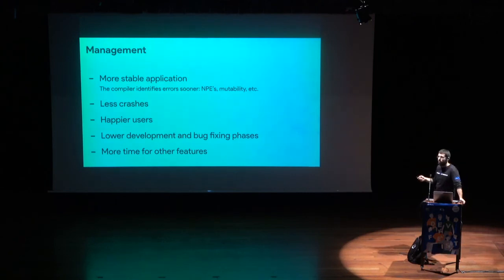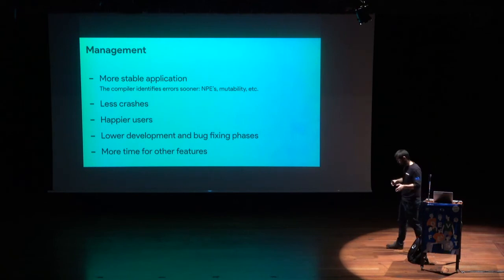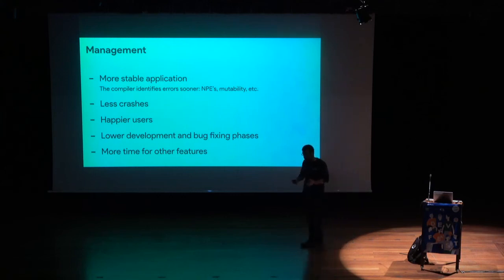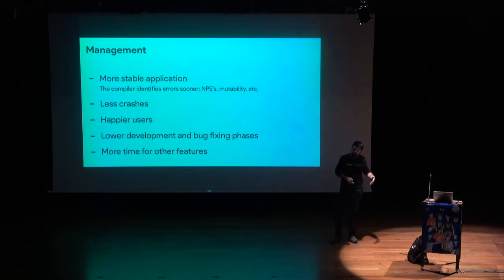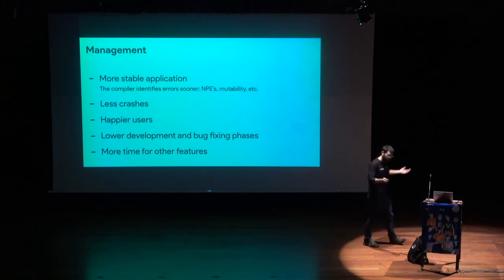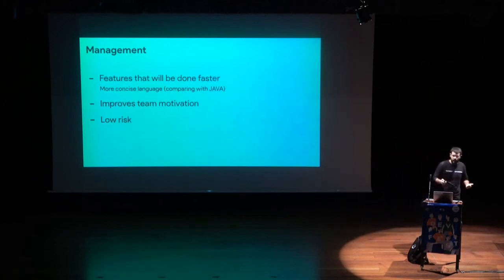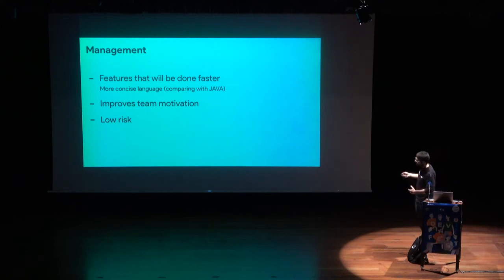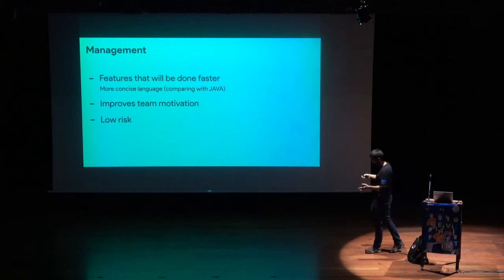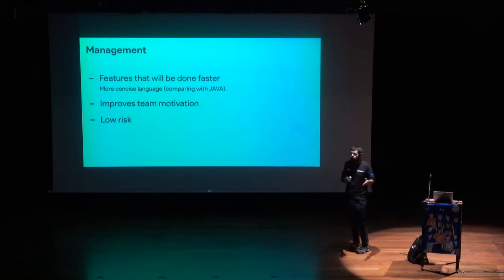You have to talk with them, saying, okay, if you make the change to Kotlin, we'll have a more stable application. You will have fewer crashes. In the end, this can also be translated to your users being happier, your client being happier, and the development and bug fixing phases will be really, really smaller. So you'll have more time for features. Features that, in turn, will be done faster, and this will improve team motivation. And in the end, since you can always go back to Java, and you can do this independently, and it's interoperable, you have a low risk in doing this.